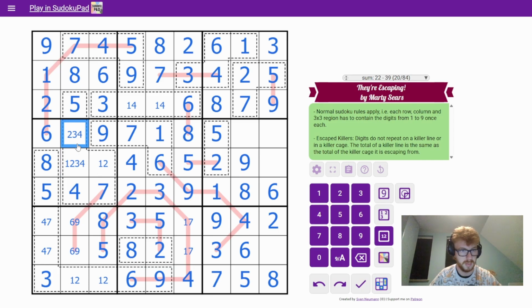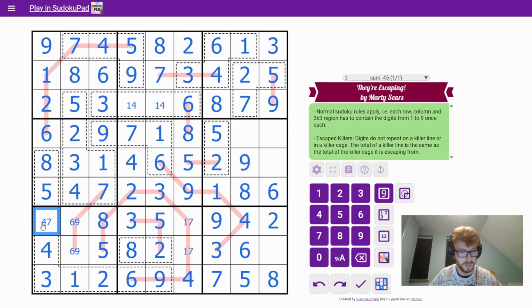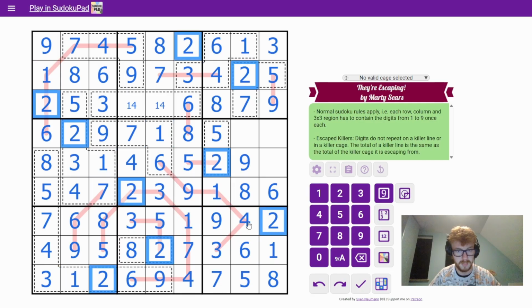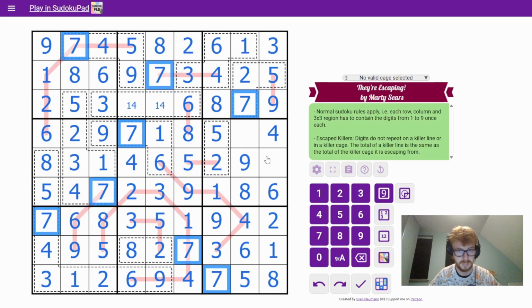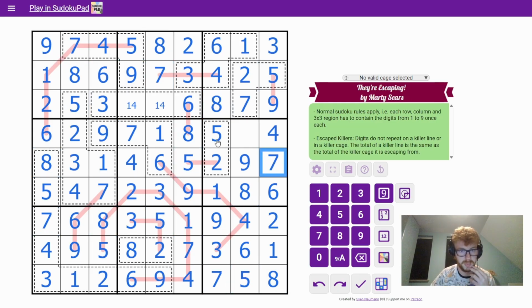Right, what now? Those are in 2s, so we know that that's a 2, that's a 1, that's a 3. 1, 2, 4, 7, 9, 6, 7, 1, 1, 4, 7, 1, 2, 3, 3. What am I missing? Oh, 1 and 4.